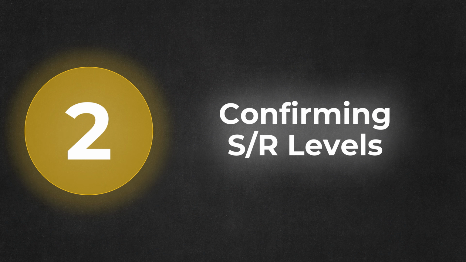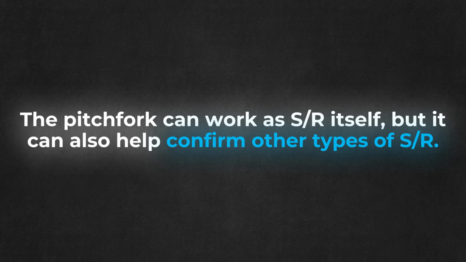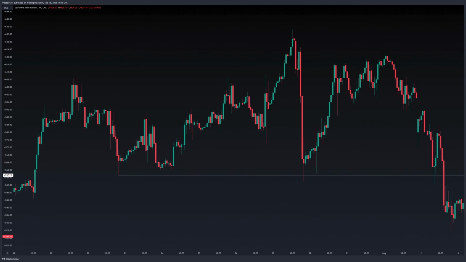Number 2. Confirming support and resistance levels. Pitchfork lines can be used as dynamic support and resistance levels in technical analysis. These lines help traders identify potential price levels where the market may experience reversal or exhibit significant price reactions. This also means that these lines can act as auxiliary tools in the confirmation of other types of support and resistance lines. For example, in this chart we have the 1-hour time frame of the S&P futures.